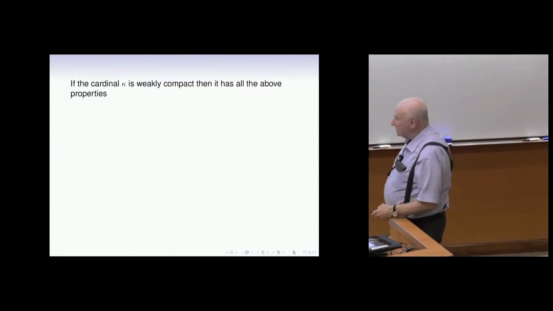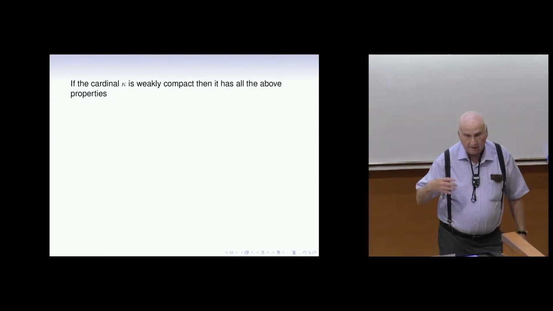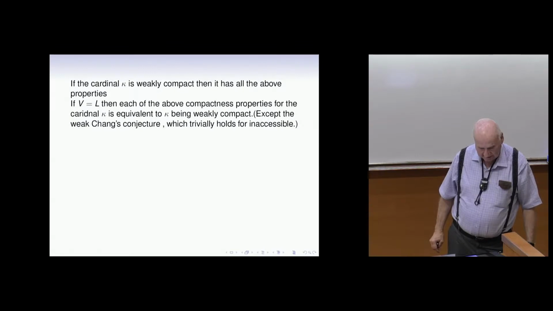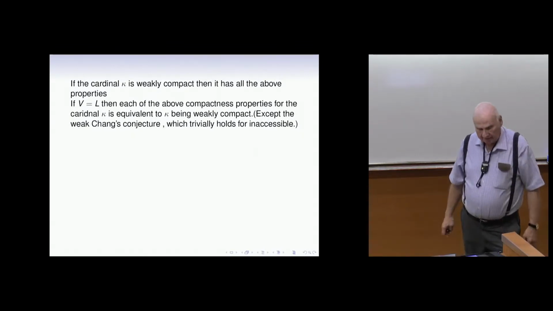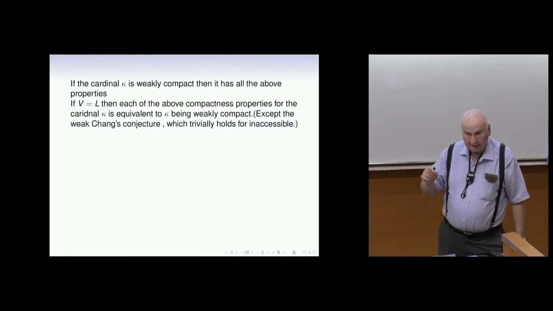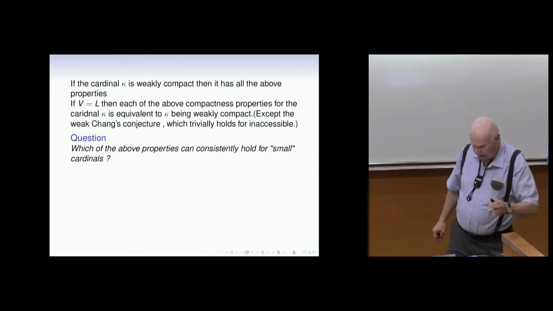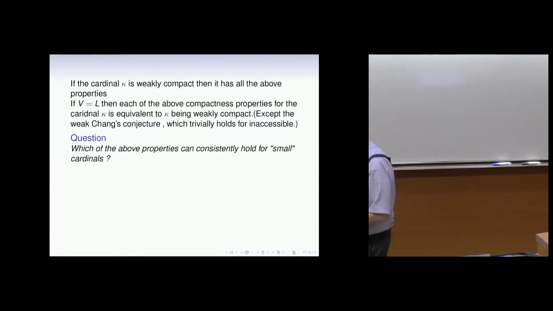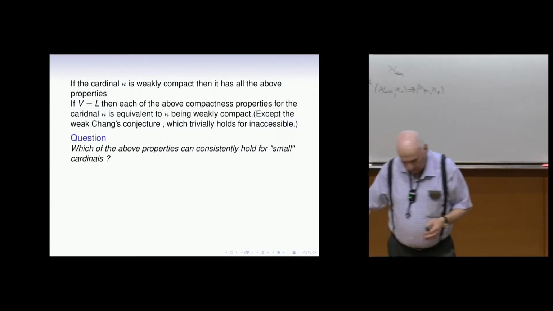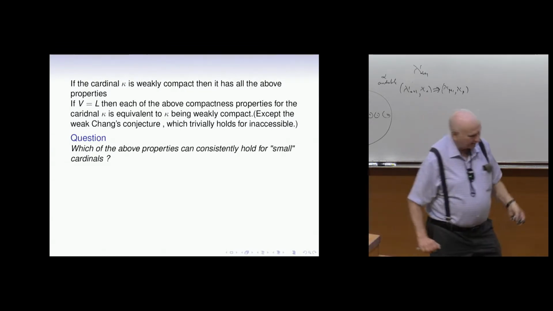Now, if a cardinal kappa is weakly compact, the usual definition of weakly compact, then it has all the above properties. It has all the properties that we listed above. Now, if V equals L, then each of the above compactness properties actually characterizes being weakly compact. Namely, in L, those are the only cardinals that can have this compactness property, except for the weak Chang conjecture. The weak Chang conjecture, the way I phrased it, is actually true for every inaccessible, trivially.